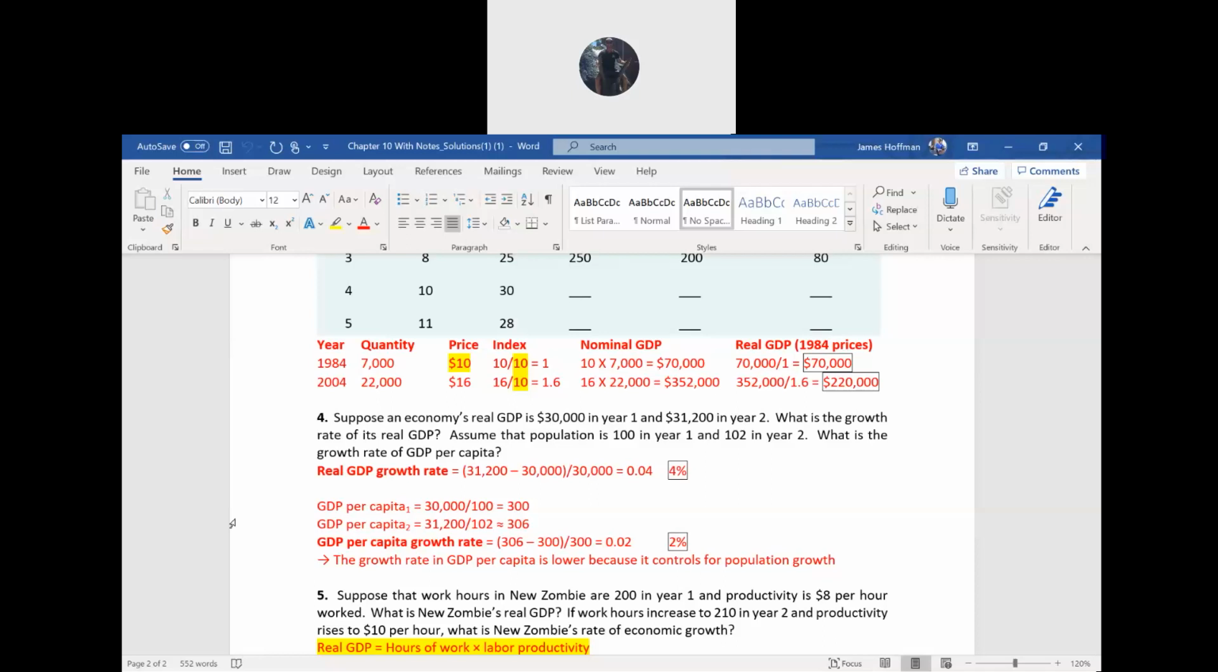All right, and you should notice that if you have any population growth, your per capita term should be a little bit lower because you're taking out the effect of the growing population. So the growth rate of real GDP per capita is lower because it controls for population growth. If there's more people, then there's less resources or money to go around. So you've got to control for population to look at GDP per capita.